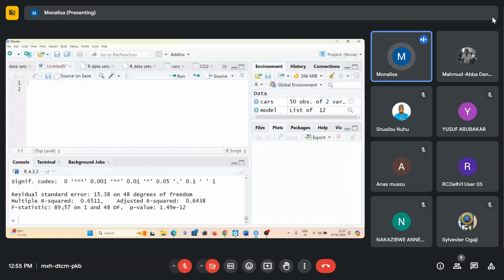You can see the F statistic is 89. Okay, the F statistic is 89. The P value is 1.49 something. So as you see, the F statistic is greater. So should I accept the null hypothesis or should I reject the null hypothesis?